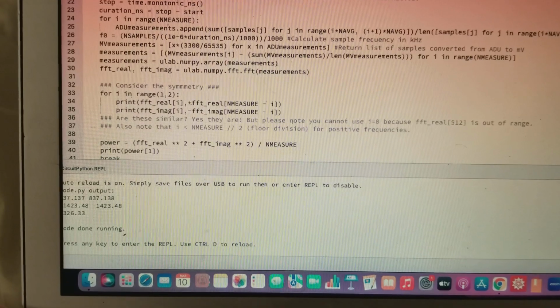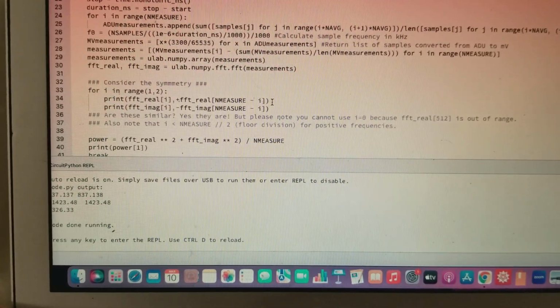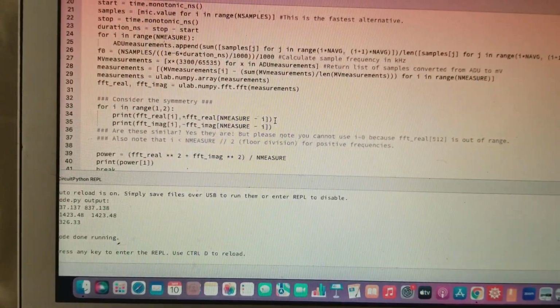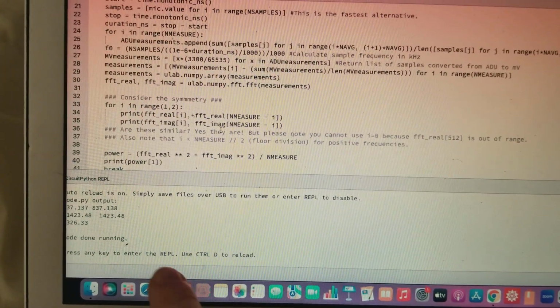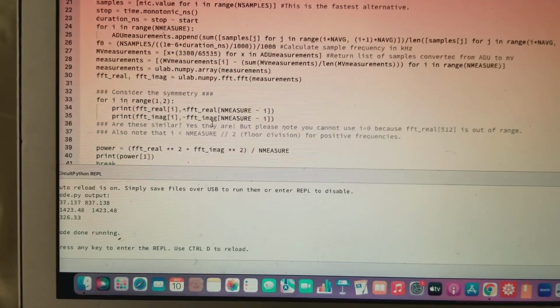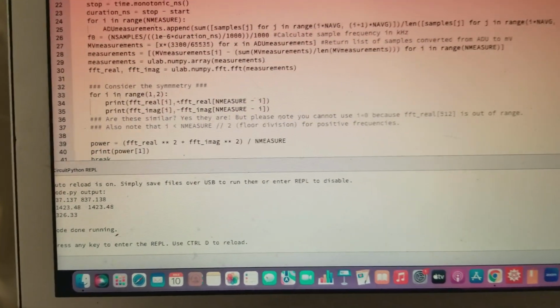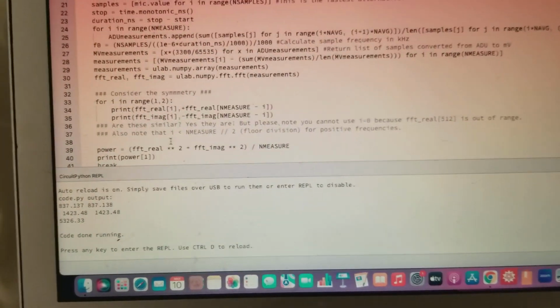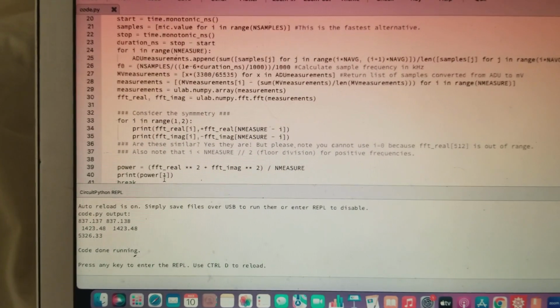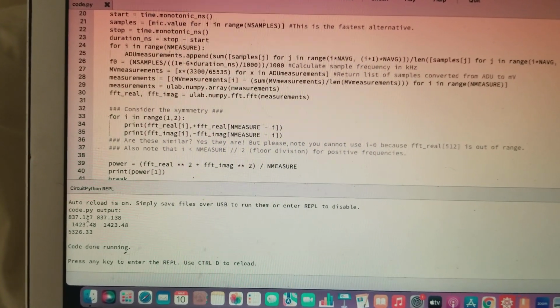Okay, let me discuss FFT and power calculation. So what I have here is FFT real and FFT imaginary. That's what's being printed in these first two lines here. And on the bottom line, this thing here, that's supposed to be the corresponding power.